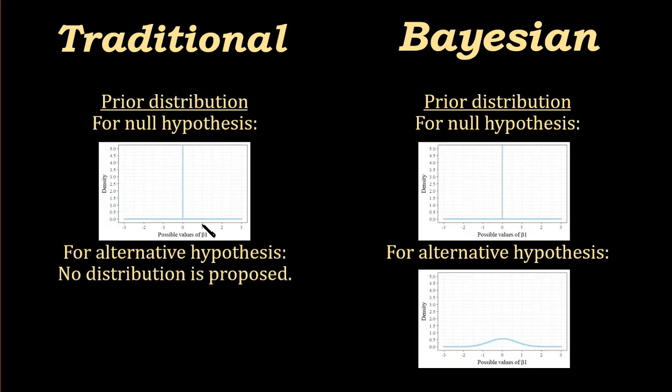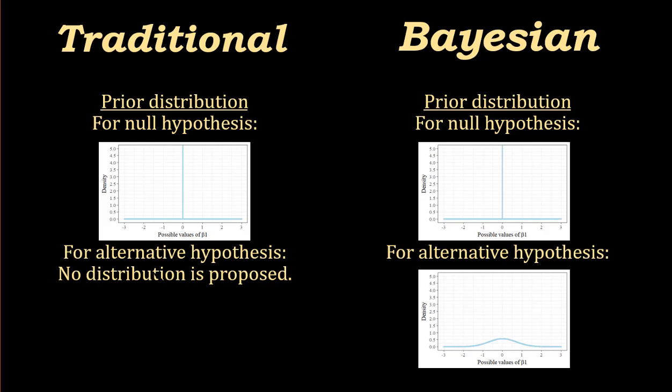Okay, so this is a way of demonstrating graphically these distributions. For the traditional null hypothesis, there is a spike on 0 for possible values of beta 1. And the same for the prior of the null hypothesis: we put a spike on 0. For alternative hypotheses in the traditional approach, we don't provide a distribution. We vaguely say that beta 1 is different than 0, but we don't say what the possible values for beta 1 are.